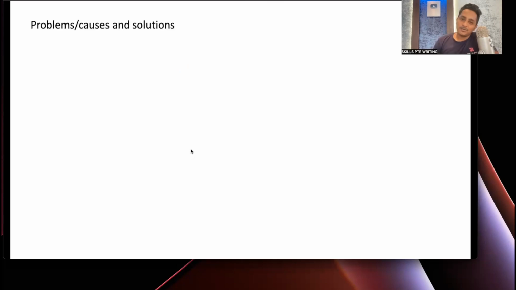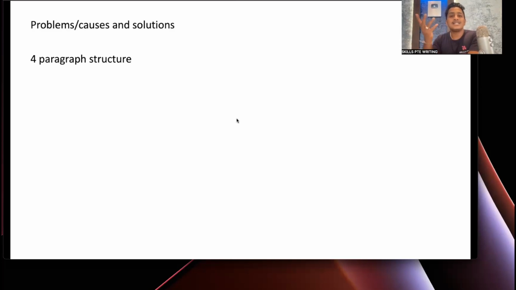Problem or causes and solutions. It could be problem, causes, effects; problem, causes, solution; problems and solution; causes and solution; it could be anything. But whatever it is, the structure remains the same. 4 para structure. Para 1, introduction. This essay will talk about problems and solutions. This essay will talk about causes and solution.